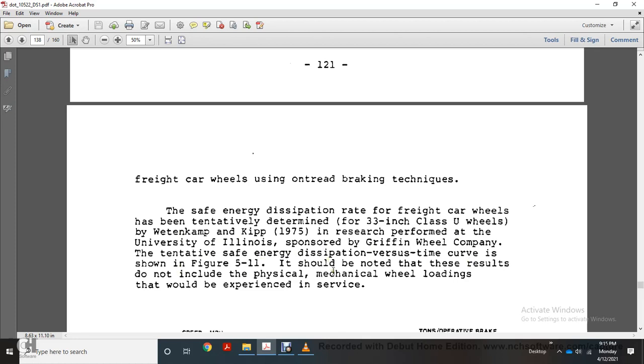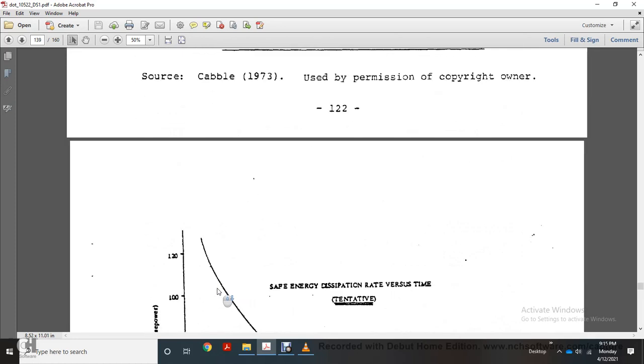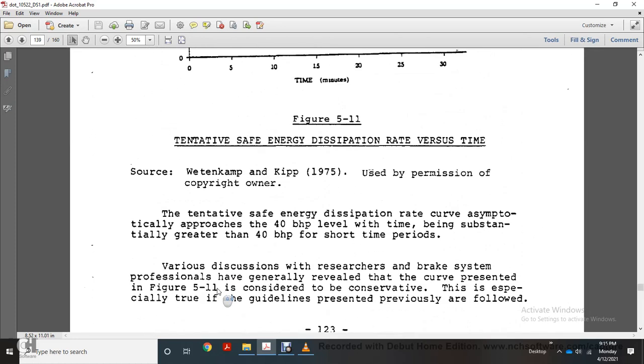It should be noted that the results do not include physical mechanical wheel loads that would be experienced in service. The tentative safe energy dissipation rate curve assumes a systematic approach of the 40 bhp level over time, but substantially greater than 40 bhp for a short time period.